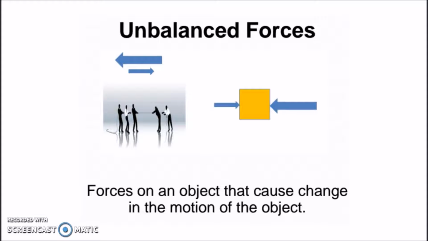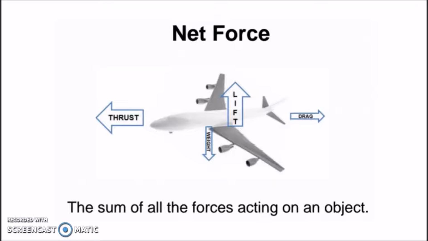Unbalanced forces are forces on an object that can change the motion of the object. Okay, so think of a tug of war where one side is winning because they're pulling stronger than the other side. That's an unbalanced force. Unbalanced forces make things move. Anything that moves is being acted on by unbalanced forces.